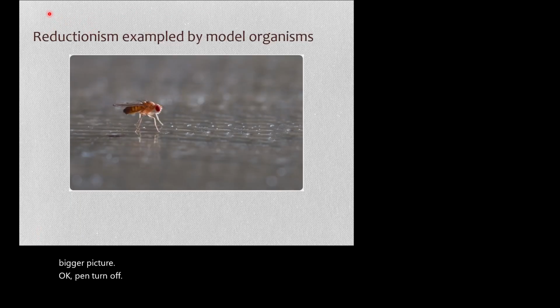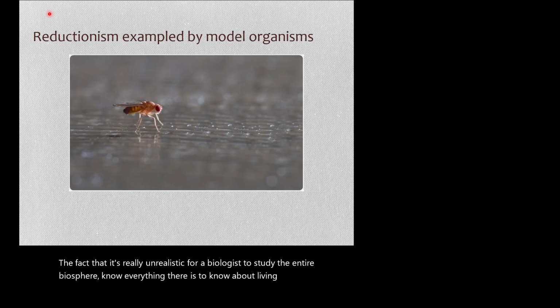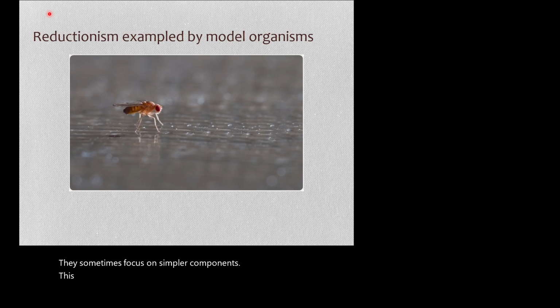All right. So along those lines, it's really unrealistic for a biologist to study the entire biosphere, to know everything there is to know about the living world. So in order to make things a little bit more manageable, they sometimes focus on simpler components. This is the principle known as reductionism, when you're looking at a small piece of the larger puzzle.